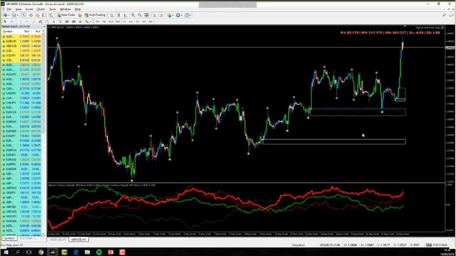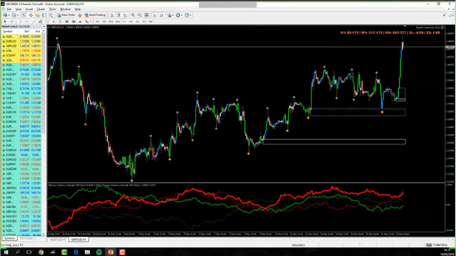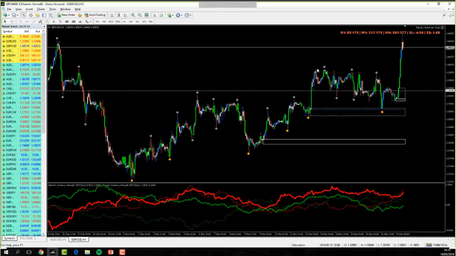Okay, so we touched on this one super quickly. Now we're going to go to this one. No concept of where price has been. Let's have a look at this. Assume that price is here. Price has just come down here and moves down here. And then I'm just going to mark this off. You know what? Price is here, just to start a little bit earlier. So you can see price has moved away. We moved down like this, and then we moved away.